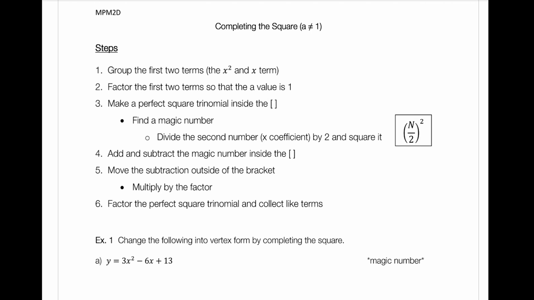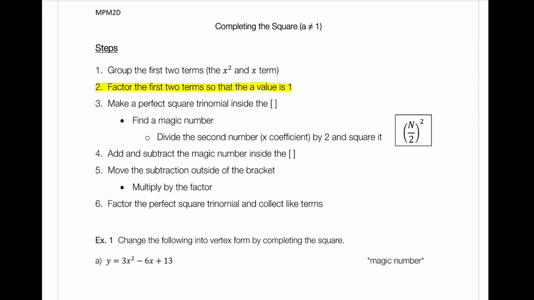The new step, or something that's new, is that we want to factor the first two terms so that the a value is 1. So we're going to have to do some common factoring here to get that a value to equal 1. Once that happens, we need to make a perfect square trinomial inside the bracket. So this is going to be the same thing as last time, where we find the magic number by dividing the second number, or the x coefficient, by 2, and then squaring it. We're then going to add and subtract the magic number inside the bracket.